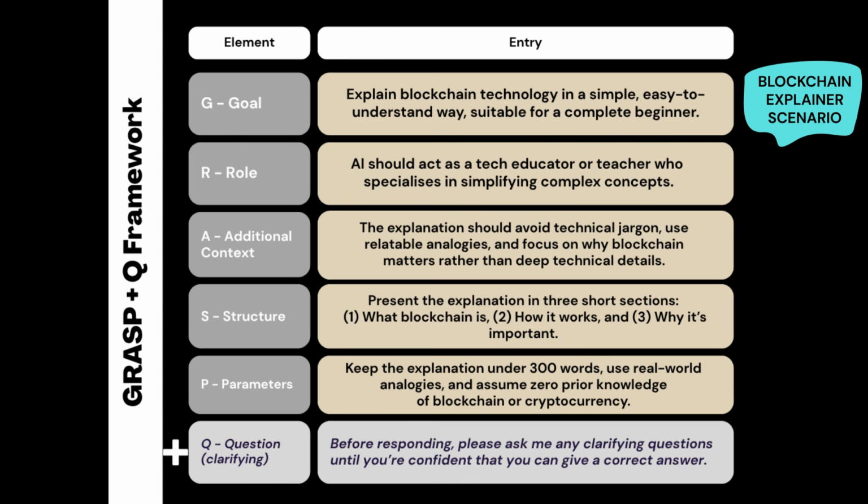For structure, I've put present the explanation in 3 short sections. Firstly, what blockchain is. Secondly, how it works. And 3, why it's important. For parameters, I've put keep the explanation under 300 words, use real-world analogies, and assume 0 prior knowledge of blockchain or cryptocurrency. And of course, for the clarifying question at the end, I've put before responding, please ask me any clarifying questions until you're confident that you can give a correct answer.